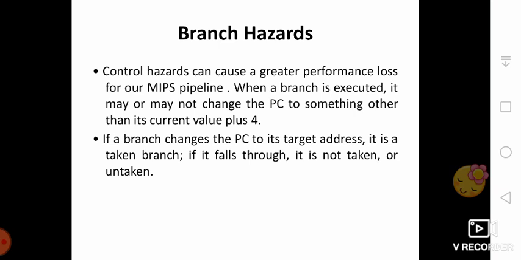This is implemented by continuing to fetch instructions as if the branch were a normal instruction. The pipeline looks as if nothing out of the ordinary is happening. If the branch is taken, however, we need to turn the fetched instruction into a no-op and restart the fetch at the target address. An alternative scheme is to treat every branch as taken as soon as the branch is decoded and the target address is computed. We assume the branch is taken and begin fetching and executing the target.